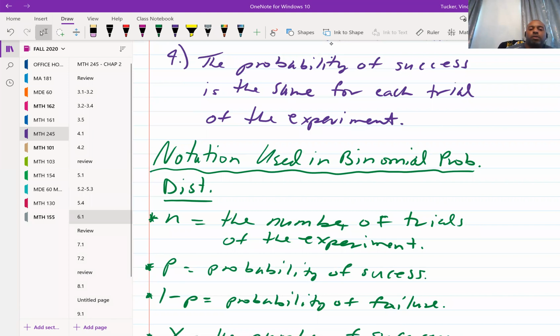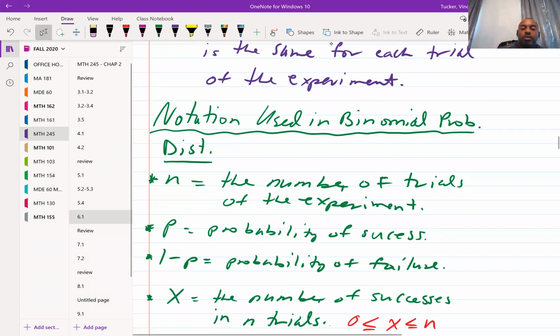Of course, let me know if I scroll up and you're still copying something. In the green, we're looking at the notation used in a binomial probability distribution. Lowercase n is the number of trials of the experiment. Lowercase p is the probability of success. 1 minus p would be the probability of failure. Remember, there are only two outcomes. So if p is the probability of success, then 1 minus p will be the probability of failure.